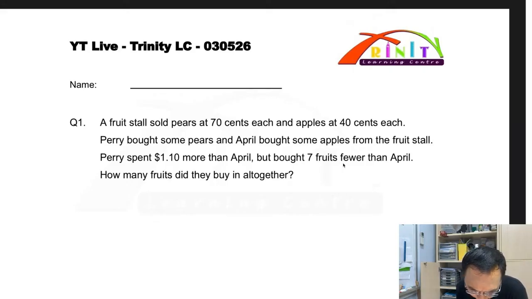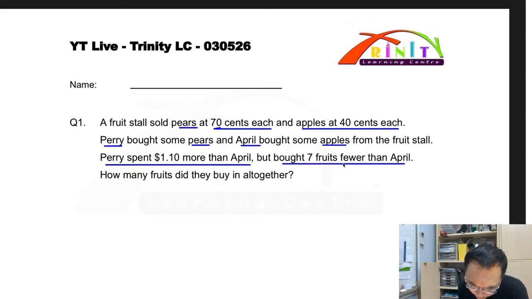It says that there are pears at 70 cents each and apples at 40 cents each. Perry bought some pears and April bought some apples. Perry spent $1.10 more than April, but he also bought 7 fruits fewer than April. Question: how many did they buy altogether?